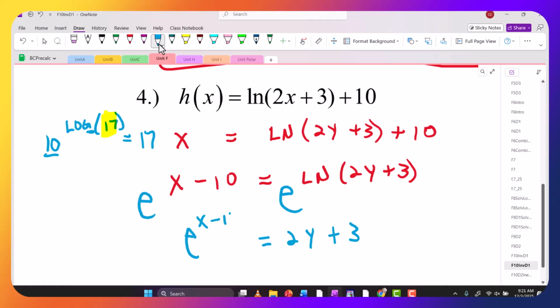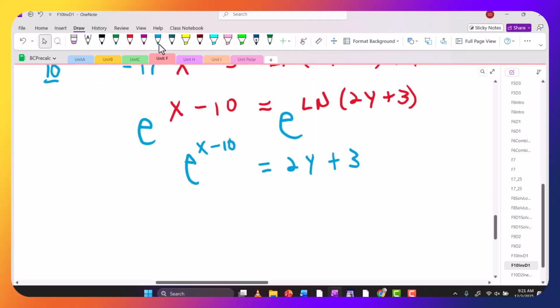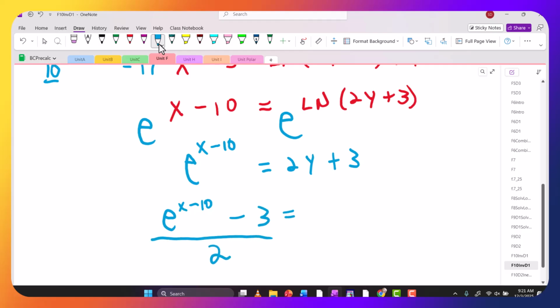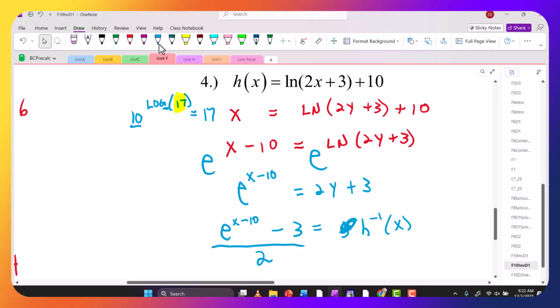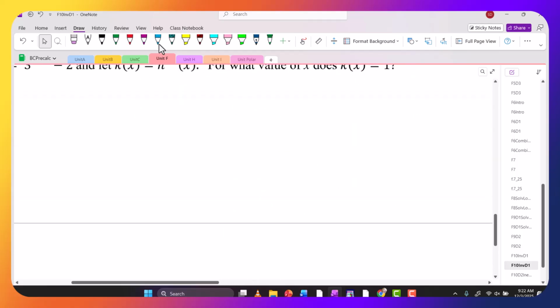Okay, so we have this now, and then the last thing I have to do is subtract 3 and divide by 2. Now this may be messy. Let's subtract the 3, and then I guess we could divide by 2 and just leave it like this. You could put a half out in front, so it'd be a half e raised to the x minus 10, and then minus 3 halves. But I think this is good. H inverse. I know it was H up there. Yep, okay. All right, acceptable answer. Okay, and then what do we got for here?